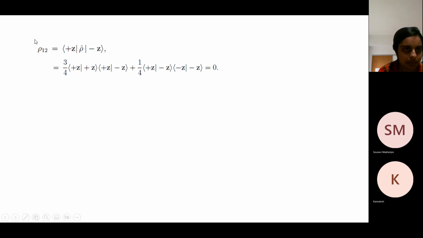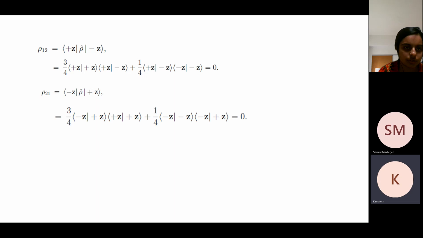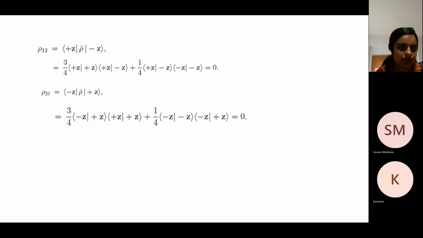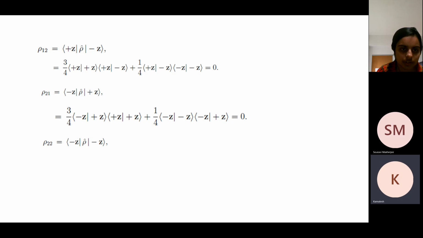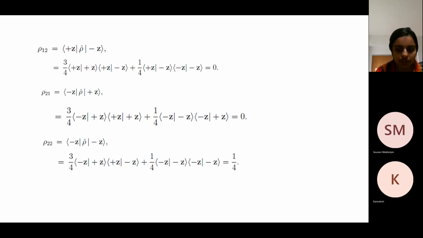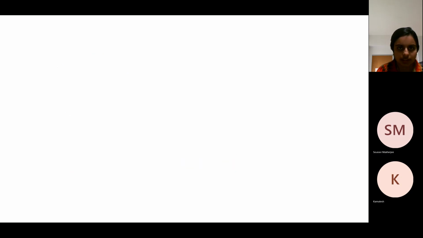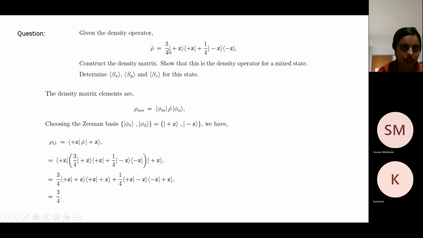So similarly, what will happen to rho 2,1? That will also be 0, right? So rho 2,1 will be something like this, and that also comes out to be 0, correct? And then what happens to rho 2,2? What do you get in that case? 1/4. Right.